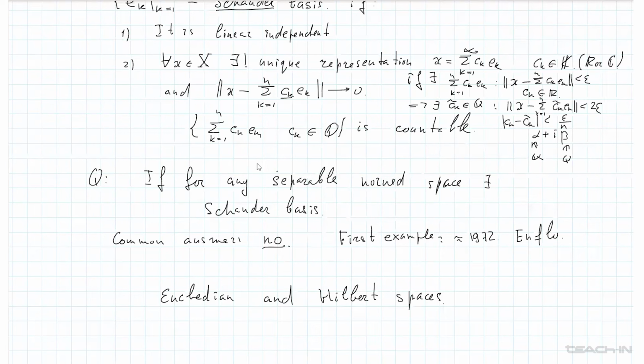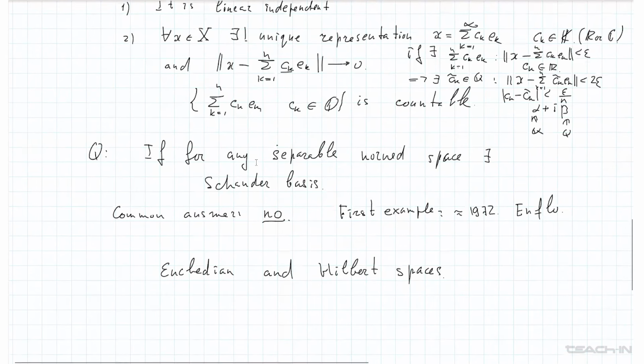So is it clear? Because in the first step you approximate by epsilon by definition of Schauder basis, and then you change, for example, real coefficients to rational coefficients, and you have an approximation up to 2 epsilon.